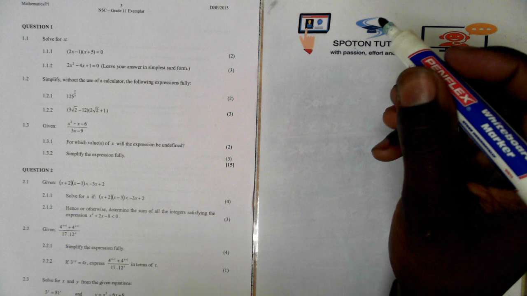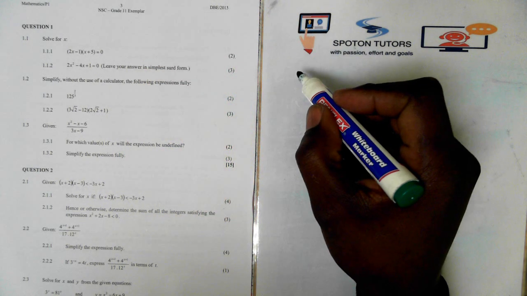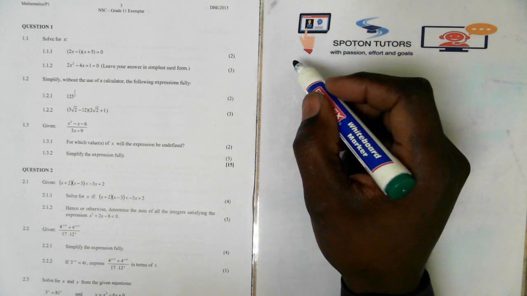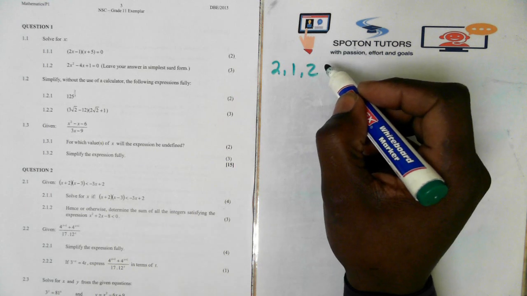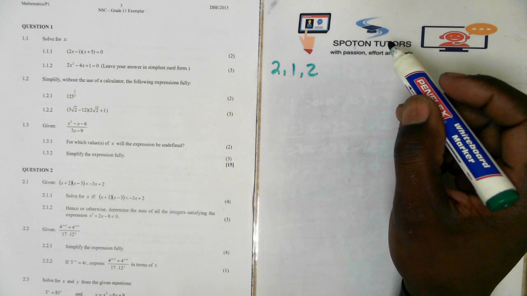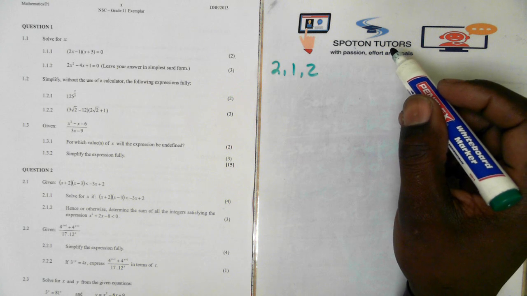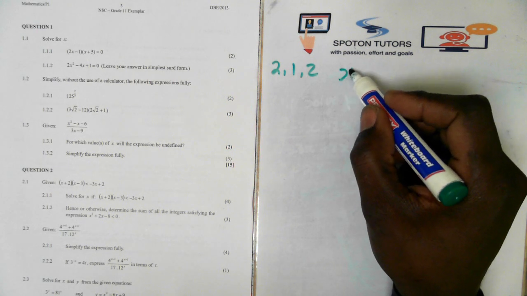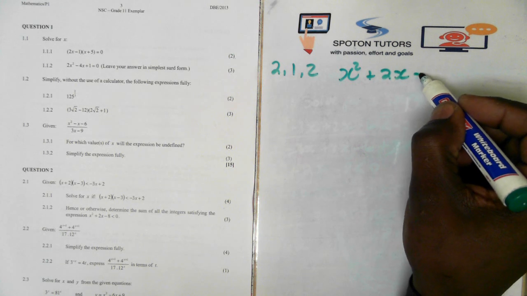Okay, let's look at question 2.1.2. What does this question ask of us? Hence or otherwise determine the sum of all integers satisfying the expression. So you need to satisfy the expression x squared plus 2x minus 8.